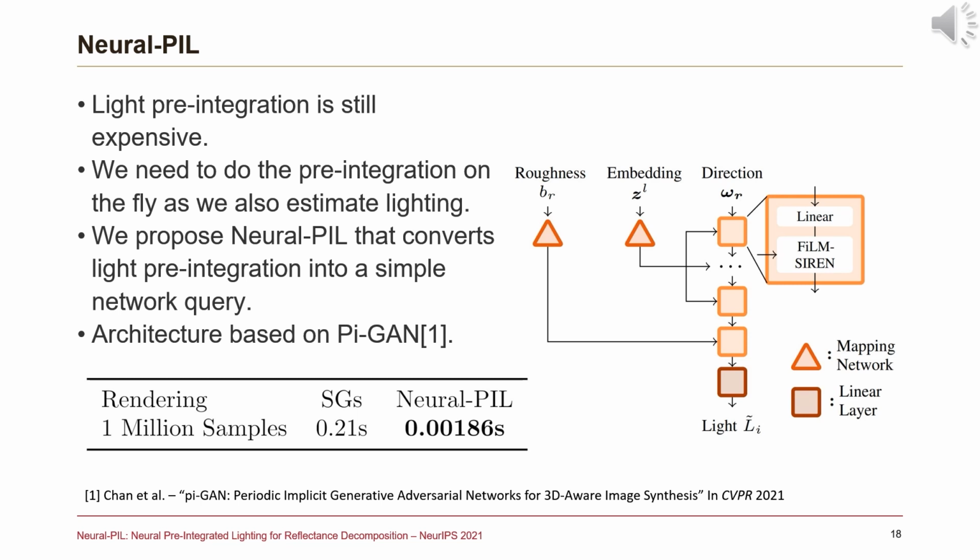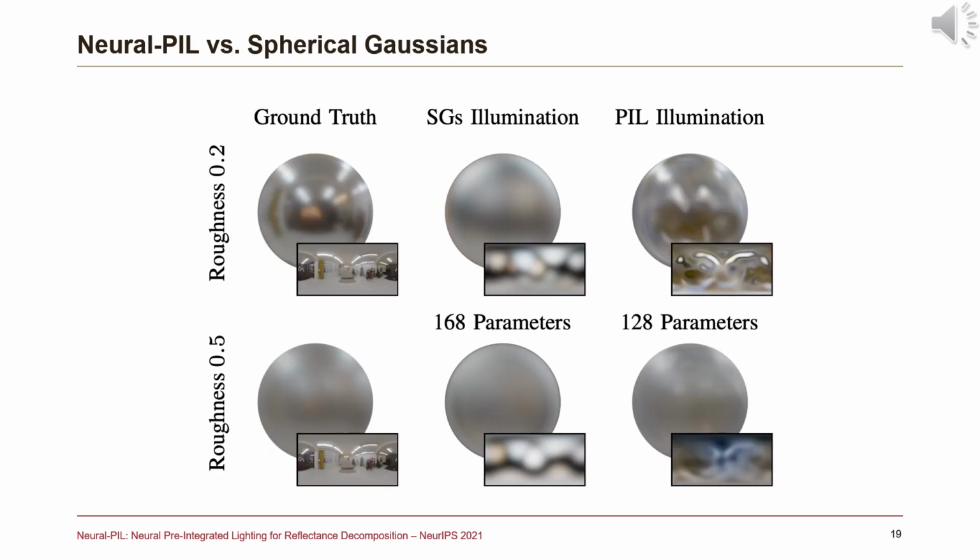Compared with rendering 1 million samples, our method is 2 orders of magnitude faster than a comparable quality Spherical Gaussian rendering. Our method is not only faster, but produces more accurate reflections with even fewer parameters to optimize.